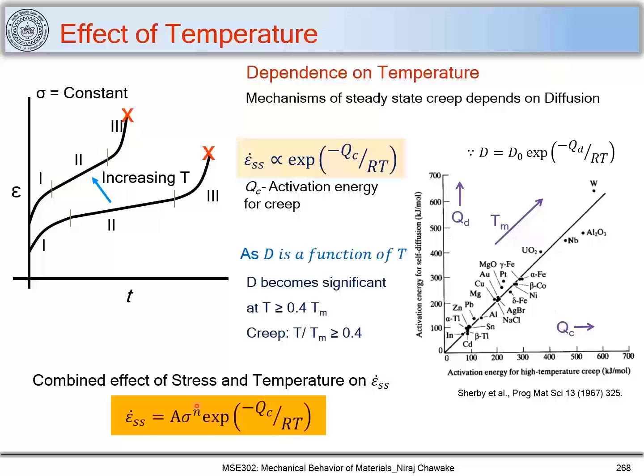So in the previous slide we have seen this relation, that is, the steady state creep rate is a function of stress to the power of the stress exponent, and here we are writing the steady state creep rate as a function of temperature. We can combine these and find out what the steady state creep rate is because of the change in stress and change in temperature. And with this I will stop here.